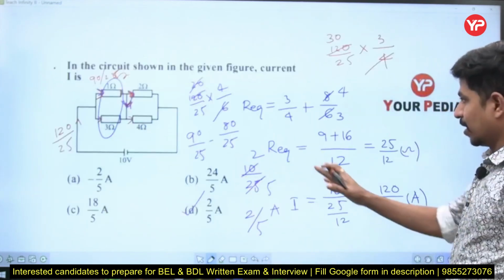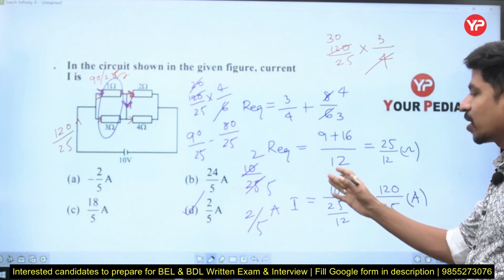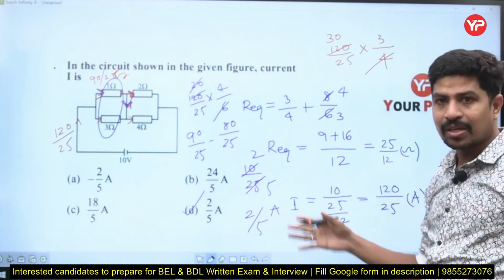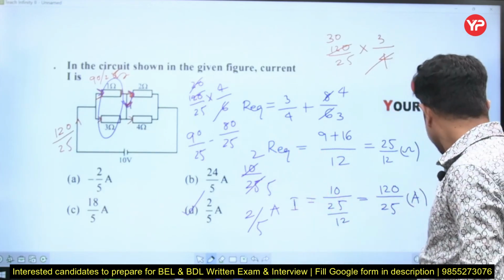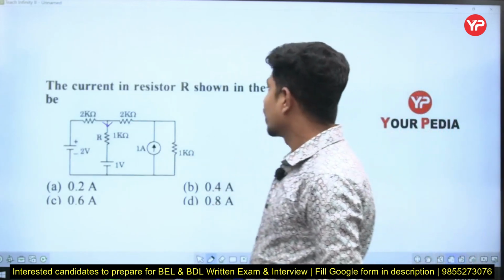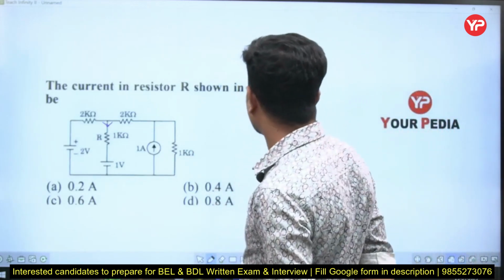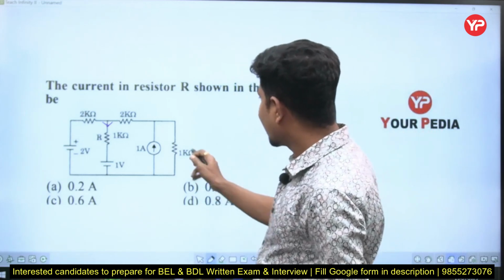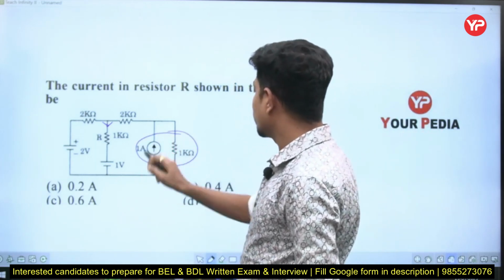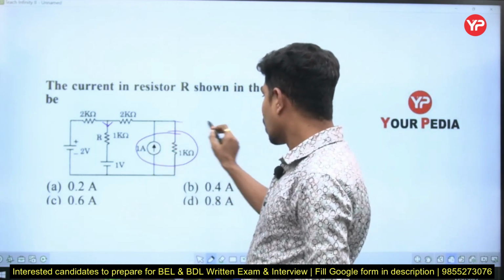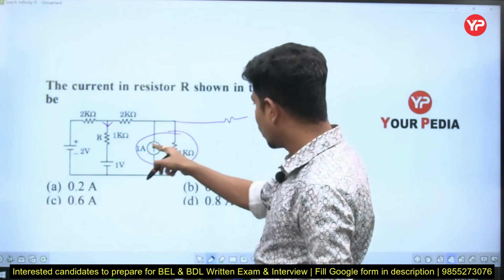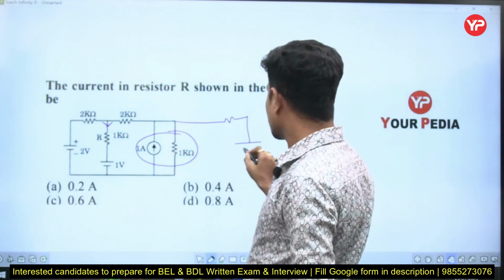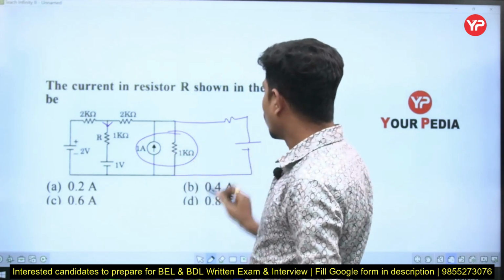See here, the solution means number of steps are more, but it doesn't mean that this question is complicated. The current in the resistor R shown in figure will be, yes, it is asking that current. Now I can convert this one into a voltage source in series with resistance. Now please ignore that 1K parallel with the 1 ampere. Now this is going to become 1 ampere.